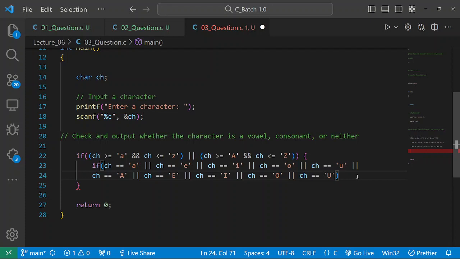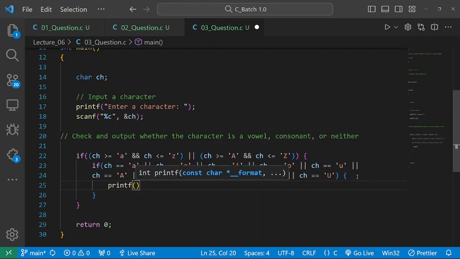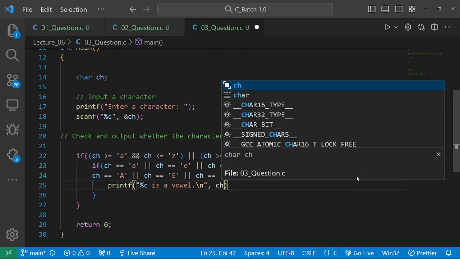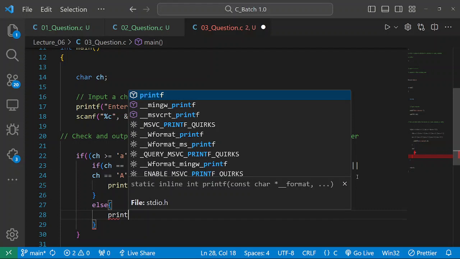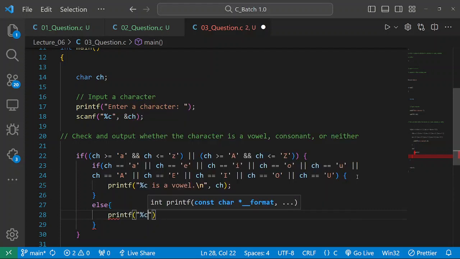The condition is written. Now the next part is to write in curly braces what I need to print here. This is a vowel: printf "%c is a vowel\n", ch; And in the else part, what am I writing here? printf "%c is a consonant.\n", ch.